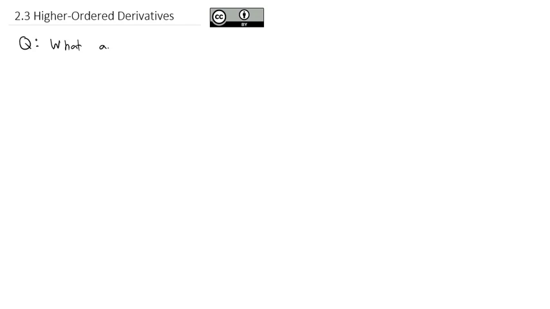What are derivatives of derivatives? And these derivatives of derivatives are actually very useful to us in calculus to understand different parts of the function and how it behaves. We call these things higher order derivatives.